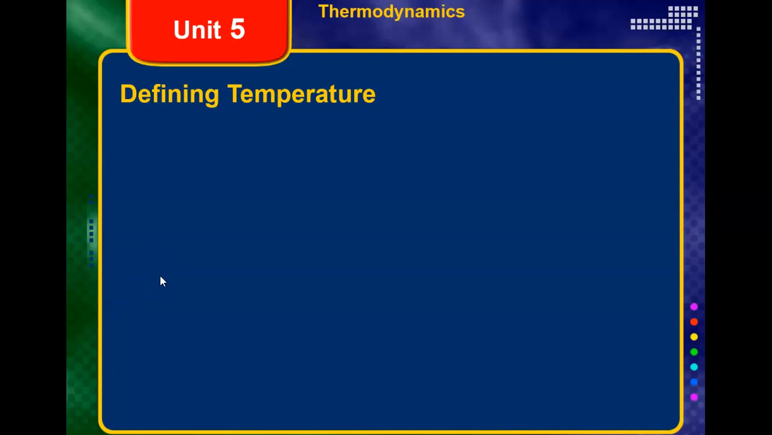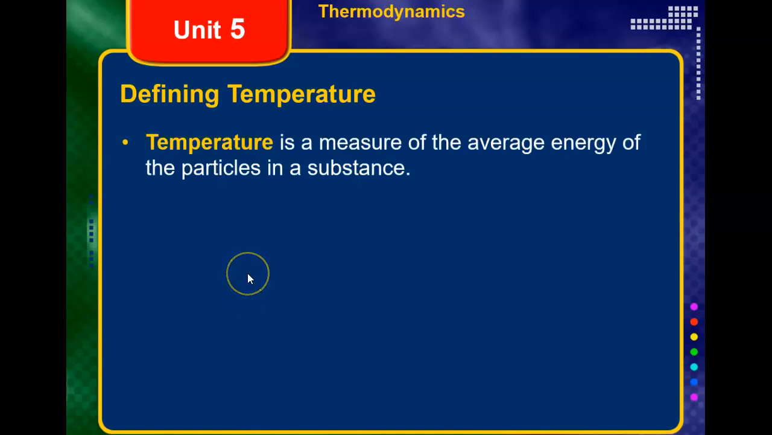All right, so Unit 5 is what's called thermodynamics, and we're going to talk way more about what that means here in this particular video. So first thing, we're going to look at what temperature is. So temperature is a measure of how much energy particles in a substance have.